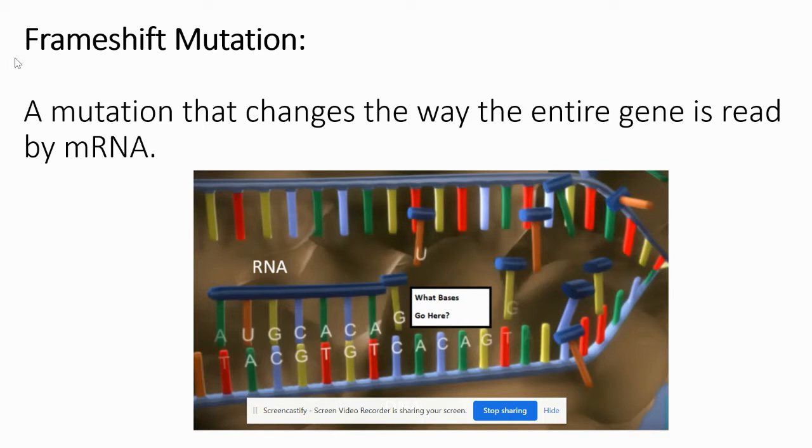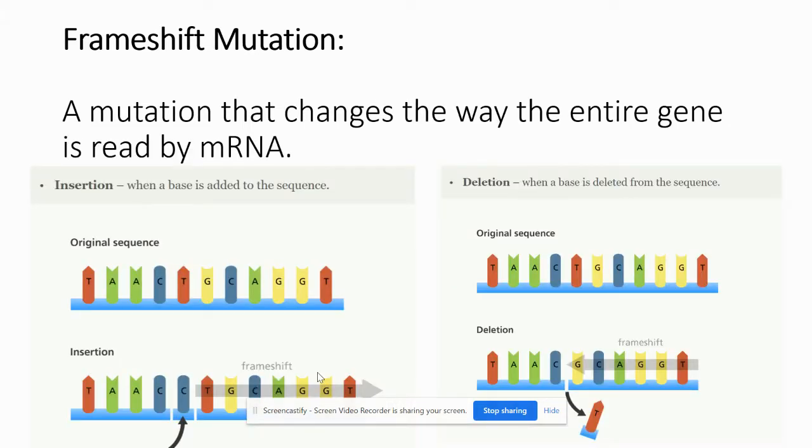Now, a frameshift mutation is a mutation that changes the way the entire gene is read. So imagine that if this is the gene down here at the bottom, and there is a mutation, then all of a sudden every base after it is read incorrectly. To elaborate on this definition, we're going to go over two kinds of frameshift mutations.